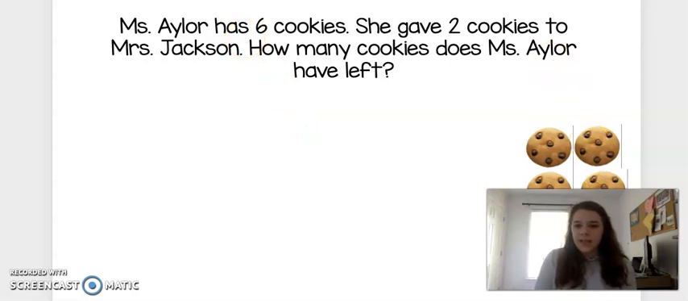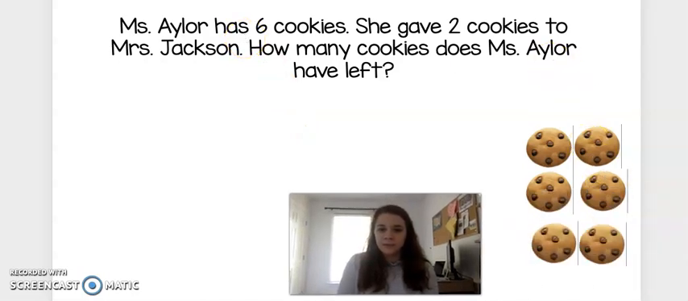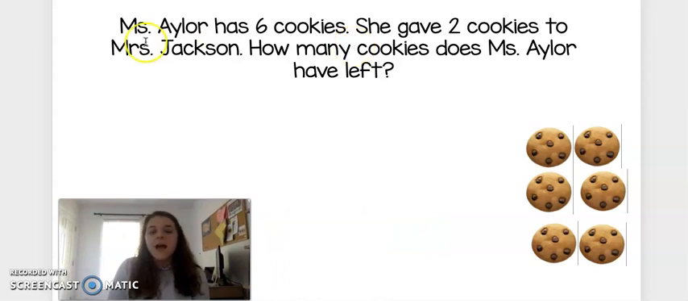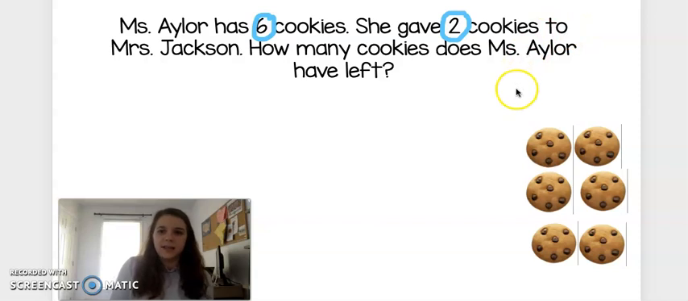All right, let's go to another one. This story problem says, Miss Ayler has 6 cookies. She gave 2 cookies to Miss Jackson. Oh, I just read 2 numbers, so I'm going to circle those numbers because I think those are important. So I'm going to circle my 6 and circle my 2 so that I can go back to those numbers quickly. Miss Ayler has 6 cookies. She gave 2 cookies to Mrs. Jackson. How many cookies does Miss Ayler have left?